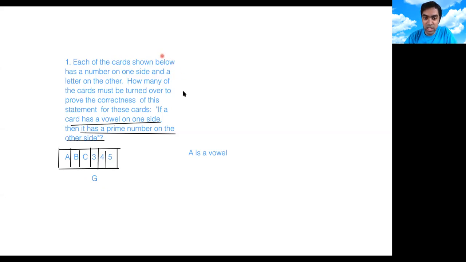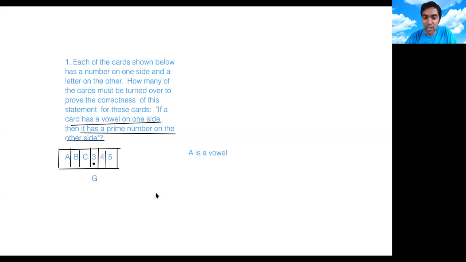It seems like we should care about what is on the other side of this card, but it doesn't actually matter, right? Because the statement is if a card has a vowel on one side, then it has a prime number on the other side. So if the card had a vowel on the other side, then yes, a prime is here on this side, and that's good. If it had a consonant on the other side, then the statement doesn't even apply, because it only applies if the card has a vowel on one side. So we really don't care about what's on the other side of 3.